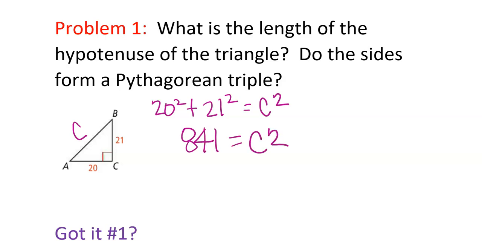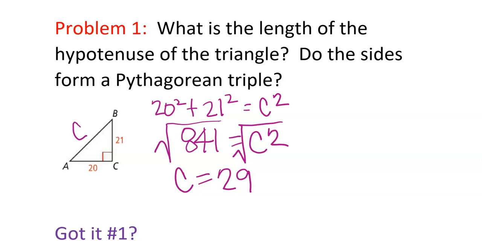So if you give me the total there equals c squared, then how do you get rid of something squared? Square root both sides. So c is going to equal the square root of 841. Everybody know where the square root key is on your calculators? Make sure you know. If you don't, let me know and I'll show you. We're going to square root 841. And it is 29.